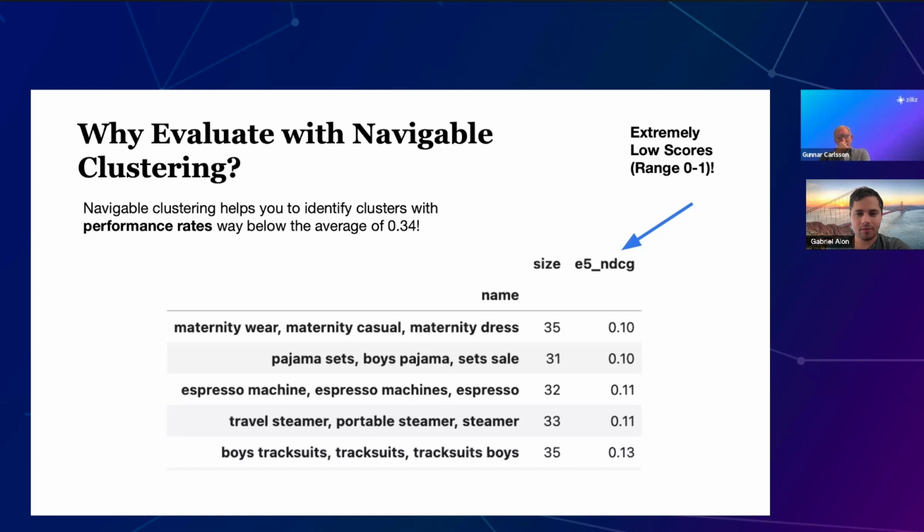Now, when we ran the navigable clustering, we were able to easily get a table like this that showed us that pajama products had a really low score of 0.1, which is way below the average. And espresso machine queries also performed way below average. And this is going to be really important for production scenarios where you do care about the performance, you do care about weak performing cases.